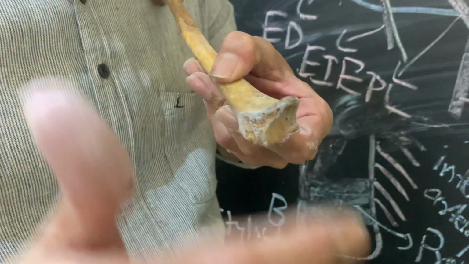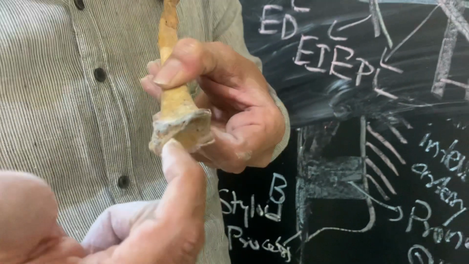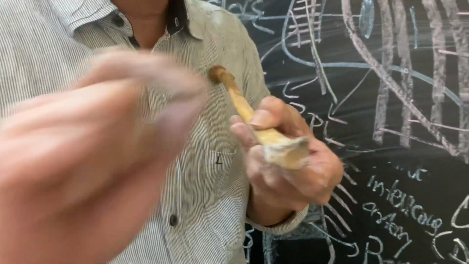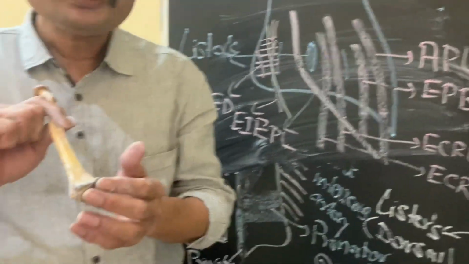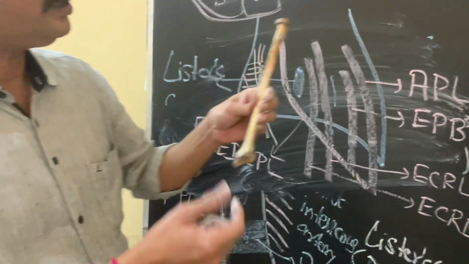The radiocarpal joint or wrist joint is formed by the lower end of the radius, scaphoid and lunate. Ulna is not taking part in the wrist joint. Okay, so this is about the inferior surface. This finishes the bone.